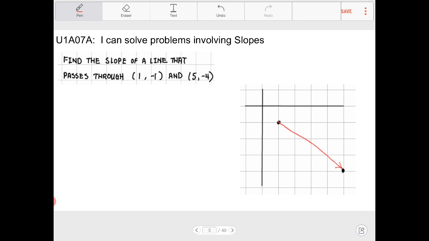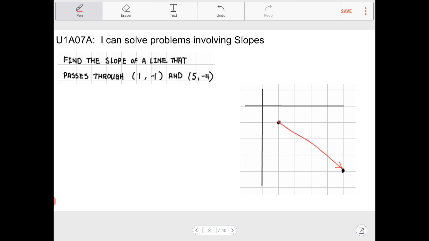Looking at the line in this manner, you can see that this line is actually going down, which implies that we're going to have a negative slope. This is how you can tell whether or not you are performing the algebra correctly. So let's find out what is the slope of this line segment.